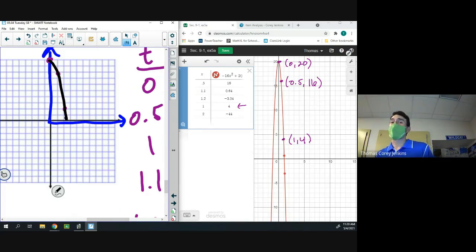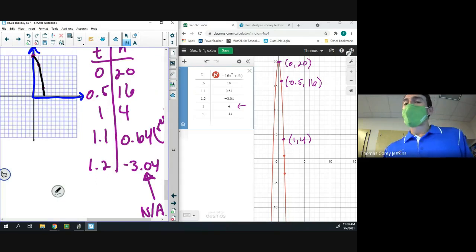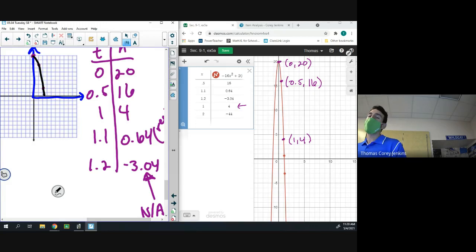And then we need to formally answer the question: about when does it hit the ground? So based on the 1.1 and the negative 3.04, would you say it hits the ground closer to 1.1 or closer to 1.2? Sometime between the two of them, what would you think it's closer to? I think it's closer to 1.1. I would have to agree, right? Because 0.64 is closer to 0. So yeah, we could say that it hits the ground very close to 1.1 seconds.